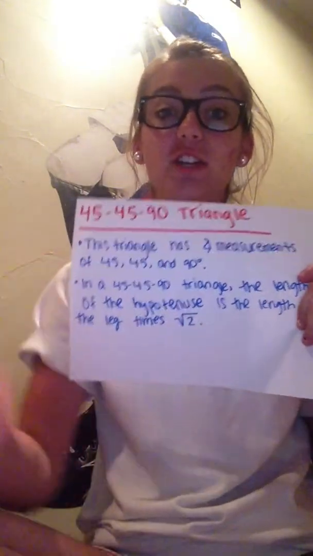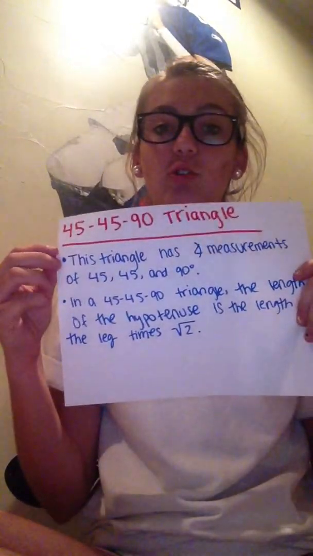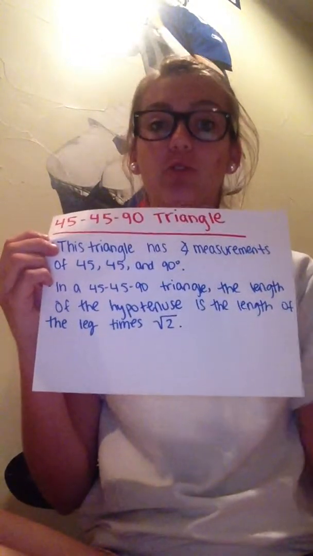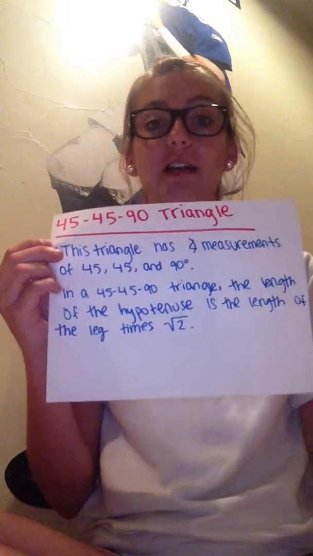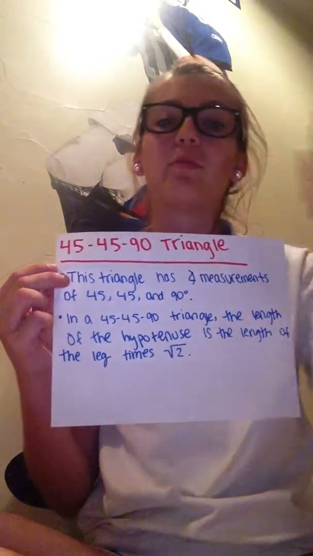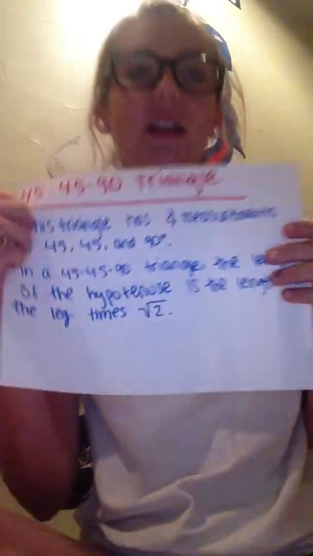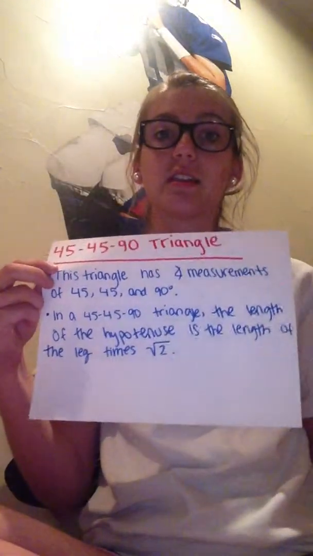And the first one is the 45, 45, 90 degree special triangle. In this triangle, the measurements of the angles are 45, 45, and 90 degrees, which equals 180 degrees, because there's 180 degrees in a triangle. And with this, the length of the hypotenuse is the length of the leg times the square root of 2.